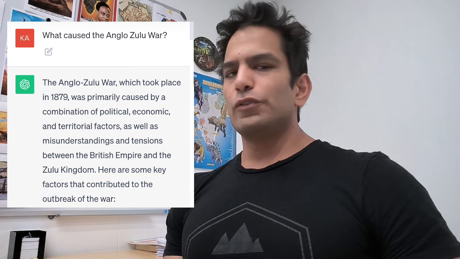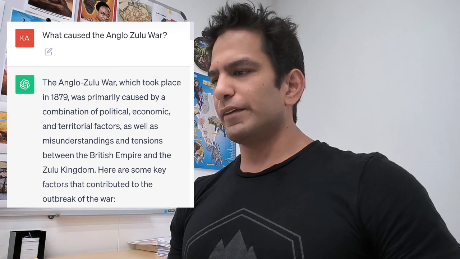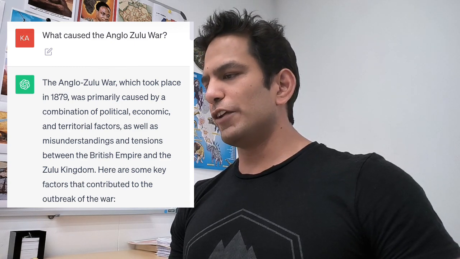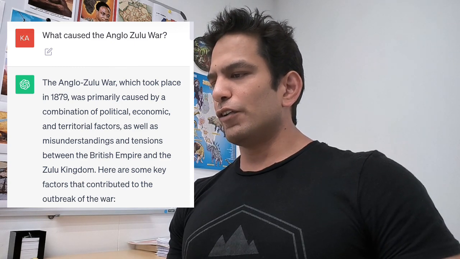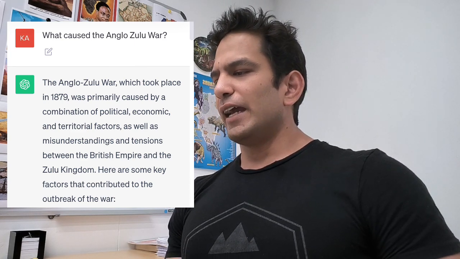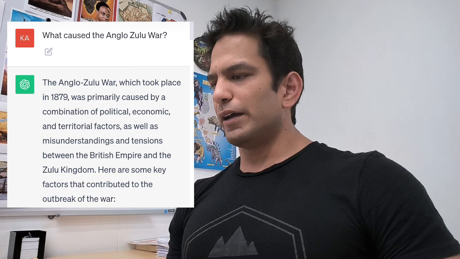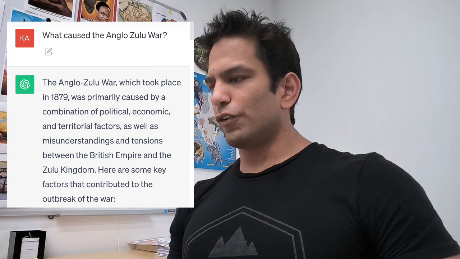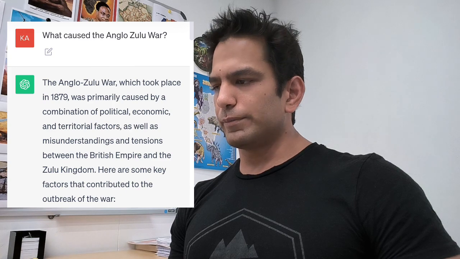The Anglo Zulu War, which took place in 1879, was primarily caused by a combination of political, economic, and territorial factors, as well as misunderstandings and tensions between the British Empire and the Zulu Kingdom. Here are some key factors that contributed to the outbreak of the war.